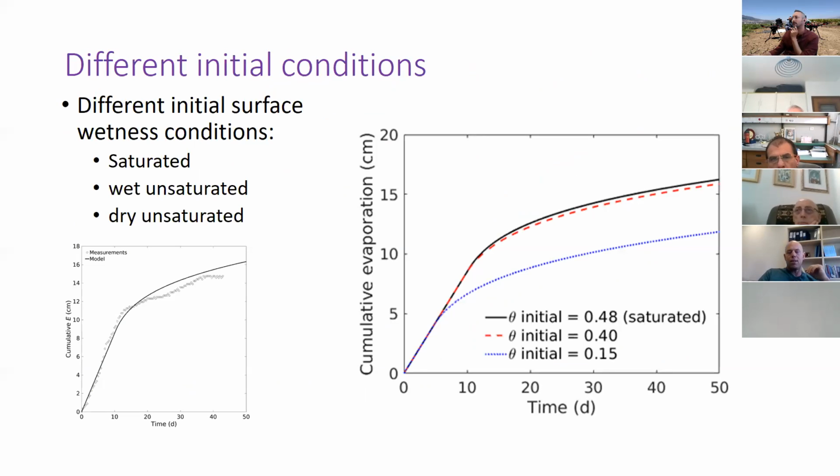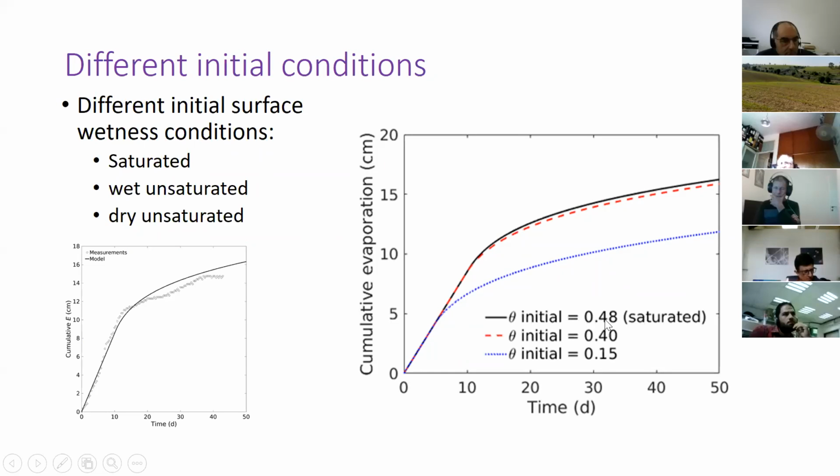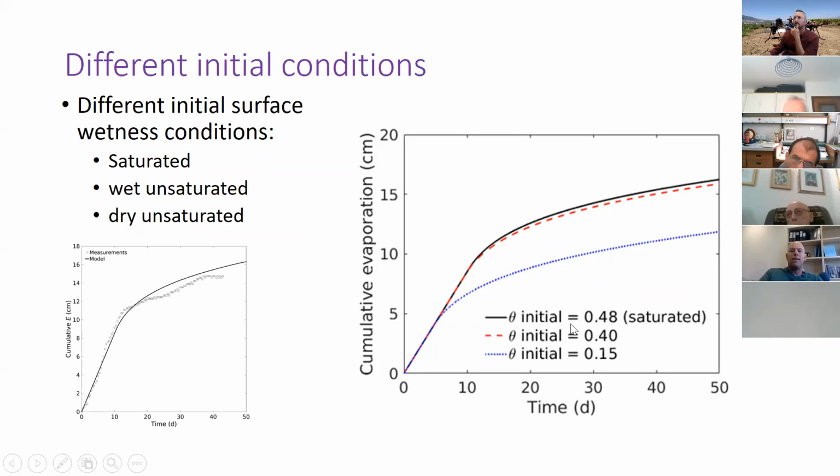The other thing, just to demonstrate the ability to use different initial conditions: if we take the same data I showed from the Hamra before, and we state the atmospheric demand, but now instead of saturated initial conditions, with surface at 48%, we start with surface wetness conditions of wet, and we see this is almost the same as saturated. And I took a dry condition, which can still sustain stage 1, but we see it disconnecting at an earlier stage because of the disconnect of hydraulic conductivity.